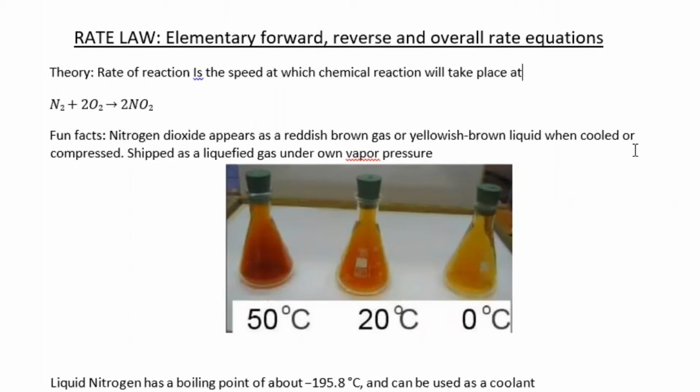Hi there, welcome back. We are going to explore rate laws, including elementary forward, reverse, and overall rate equations. The equation that I'm going to mainly focus on is the formation of nitrogen dioxide.